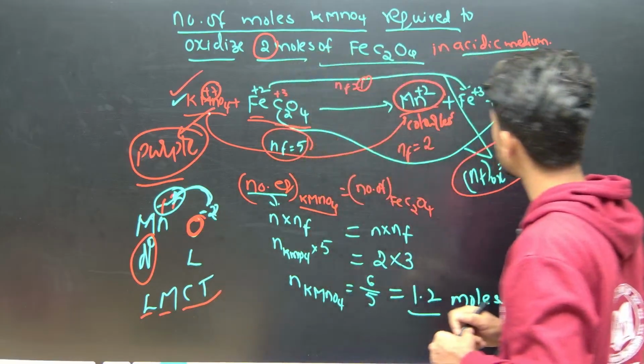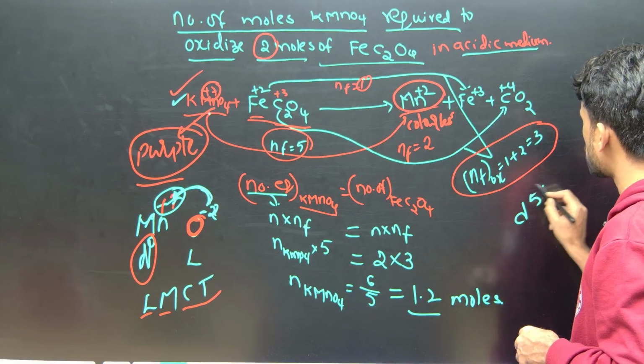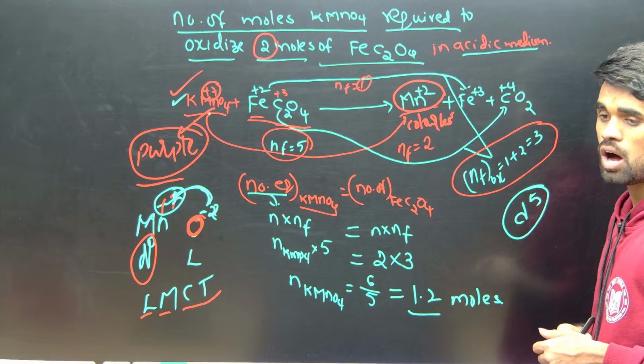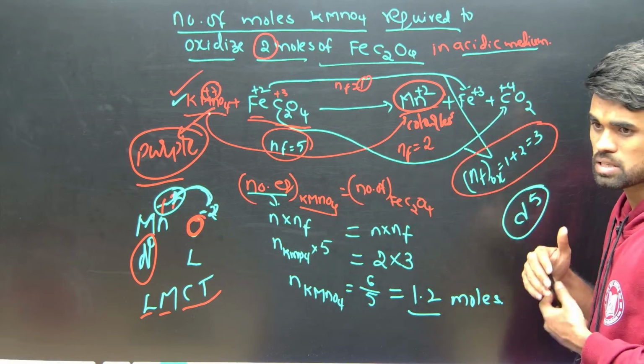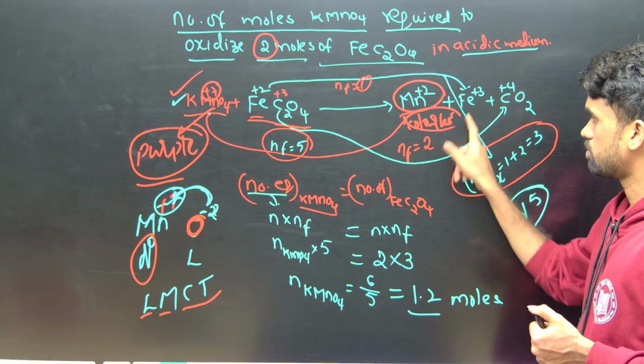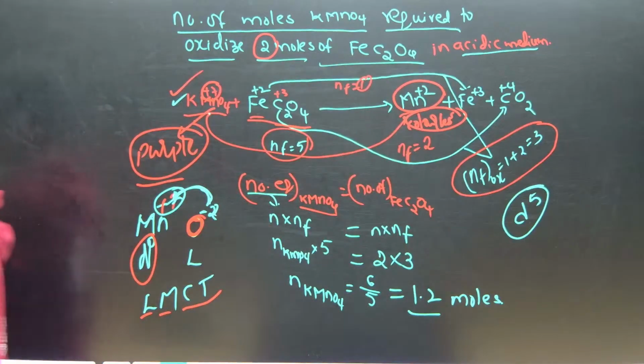But here there is no such thing. Here the d orbitals already have electrons, d5. All of them are half filled. So there is no such kind of phenomenon taking place. That's why it is colorless. Okay, right. Is this clear? One more thing.